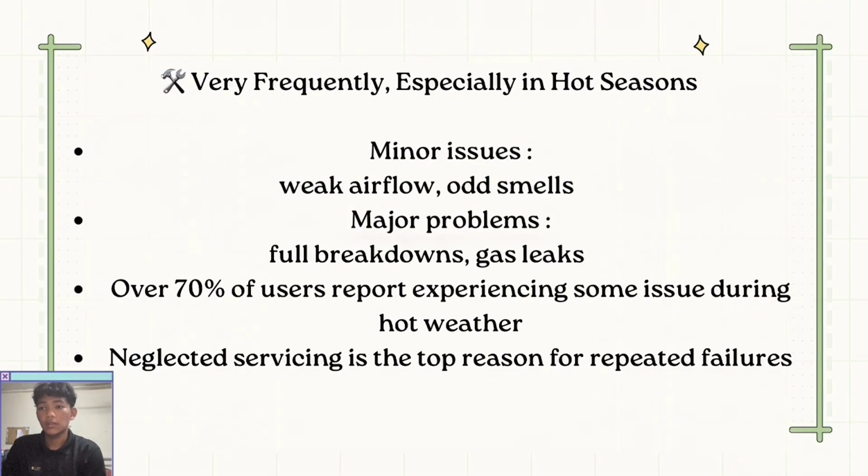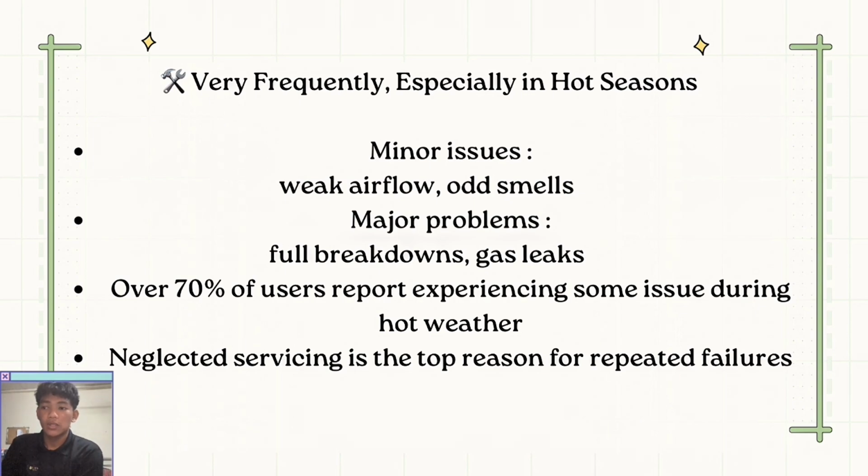Next, let's talk about how often people experience this problem. It is very frequent, especially in hot seasons. In general, minor problems like weak cooling, noisy units, or unusual smells can happen every 3 to 6 months when the air conditioner is used often or not cleaned regularly.